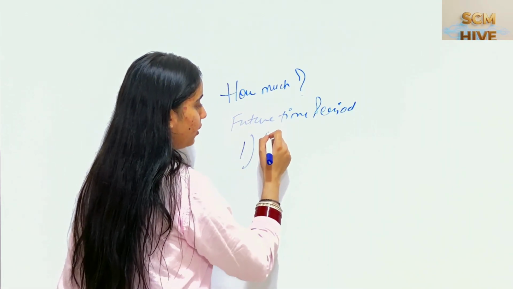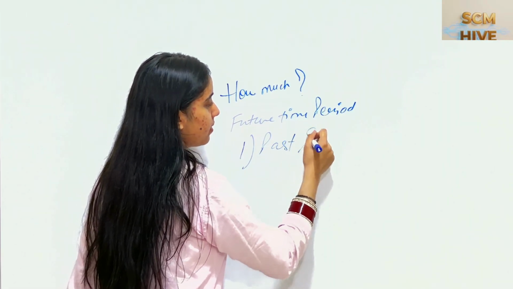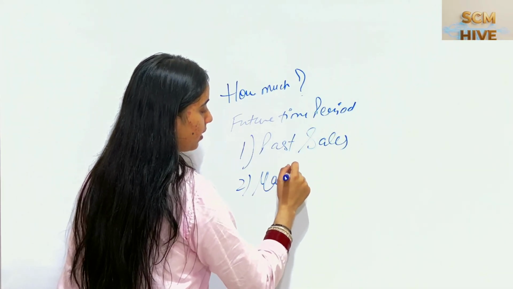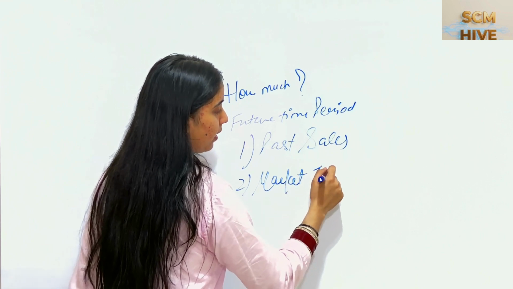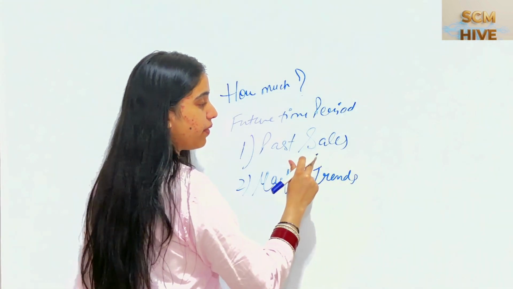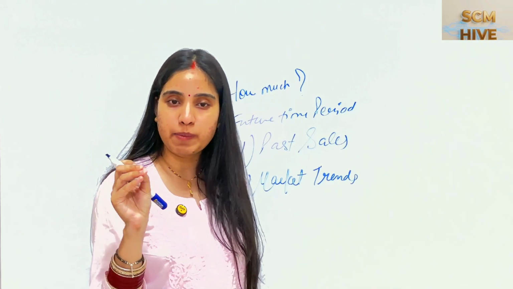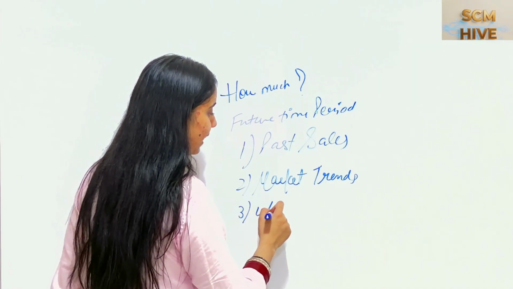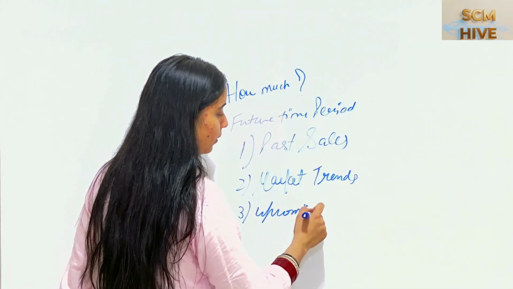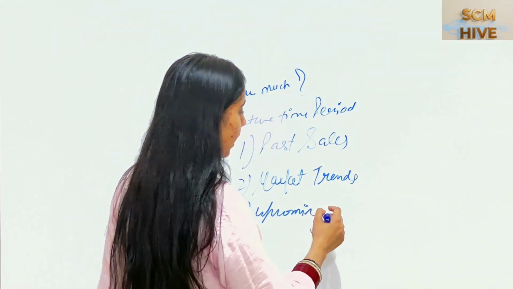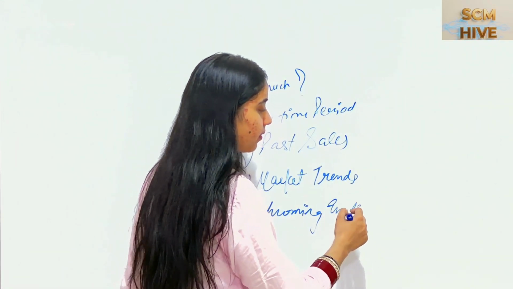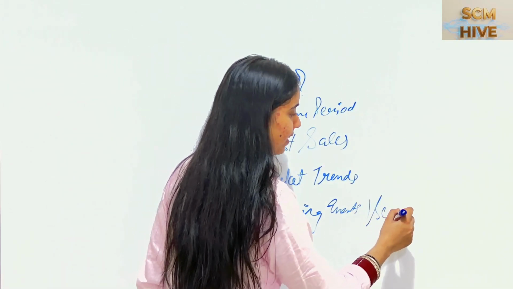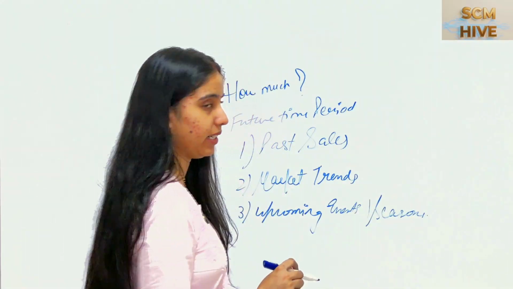The first major factor is past sales. The second is market trends. Very important. First is past sales, second is market trends, and the third is upcoming seasons and events. Like how I took the example of Diwali. You can use events, seasons, anything for better understanding.